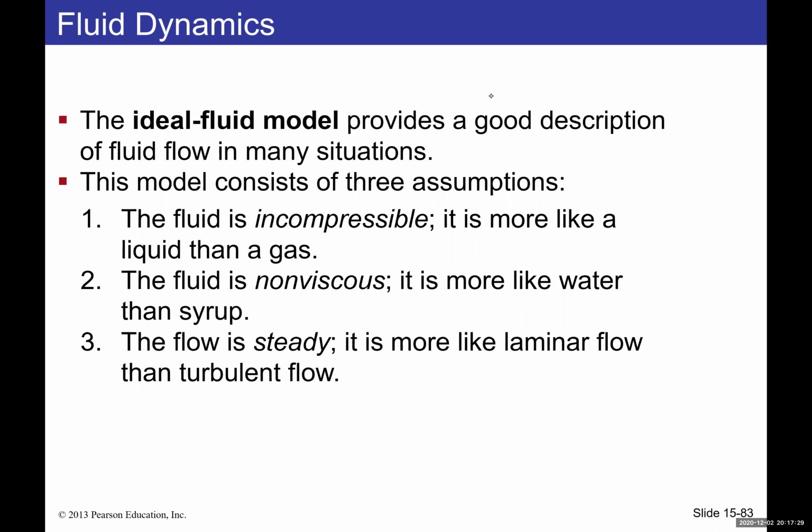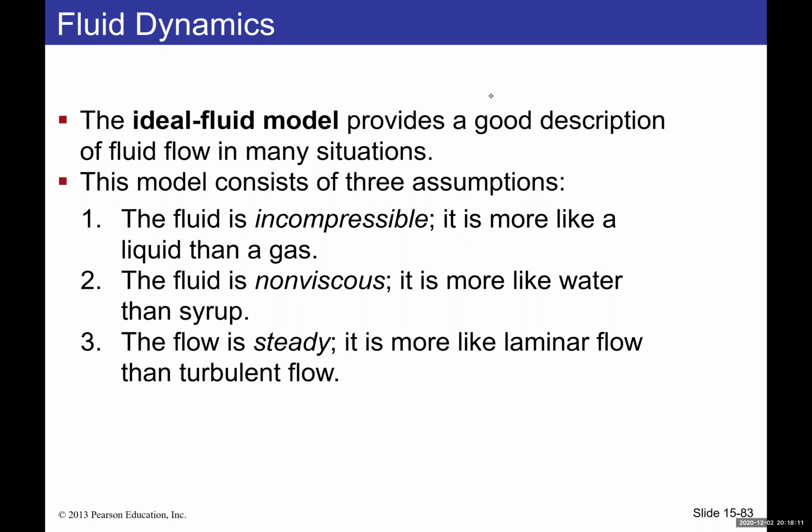The fluid is non-viscous. It is more like water than syrup. If you have a flowing fluid that is more like water, any layer of the water moves at the same speed. But if you have, for example, syrup, then the parts at the bottom move slower than the parts at the top, which move faster. That means you have a non-uniform flow rate. Here we want a uniform flow rate. And the flow is steady. It is more like laminar flow than turbulent flow.